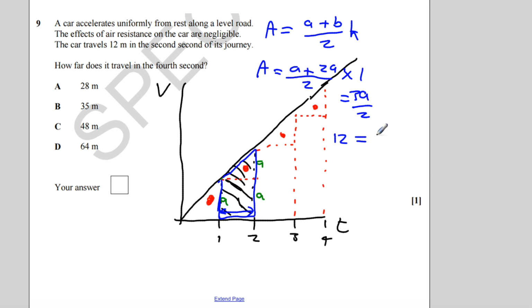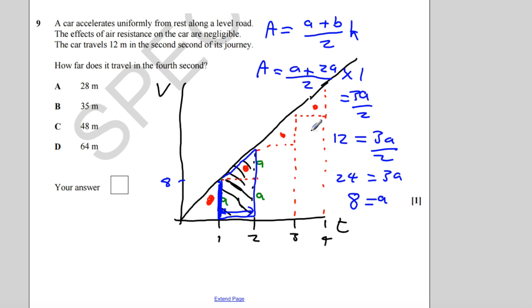So 12 equals 3a over 2. So we can work out what a is. Let's do that, cancelling out that 2, and then that tells us that a is equal to 8. So we know that this distance there is 8, or in other words, 8 meters per second.